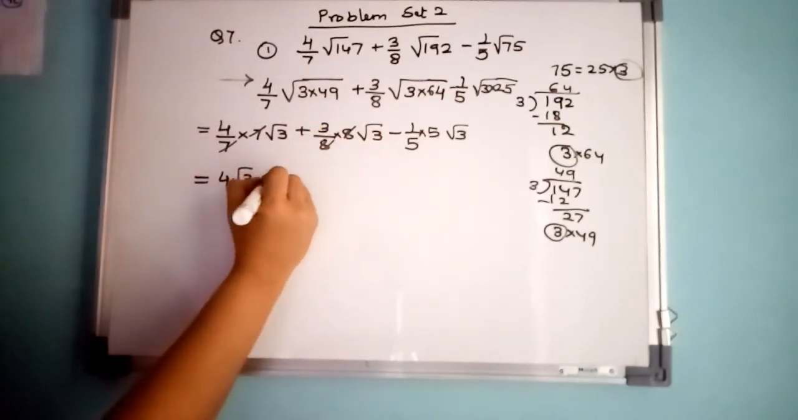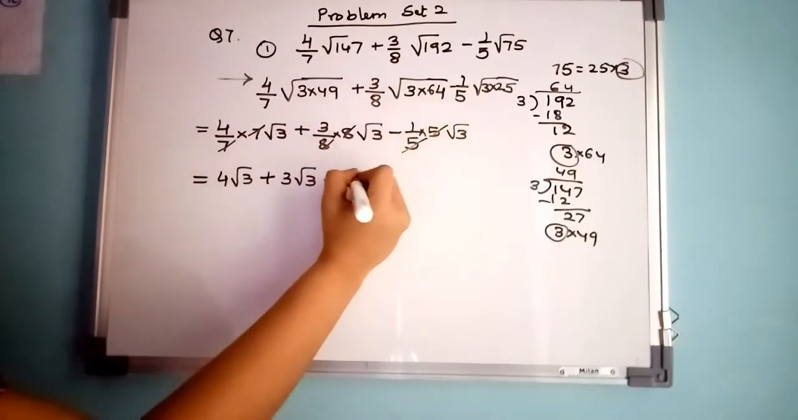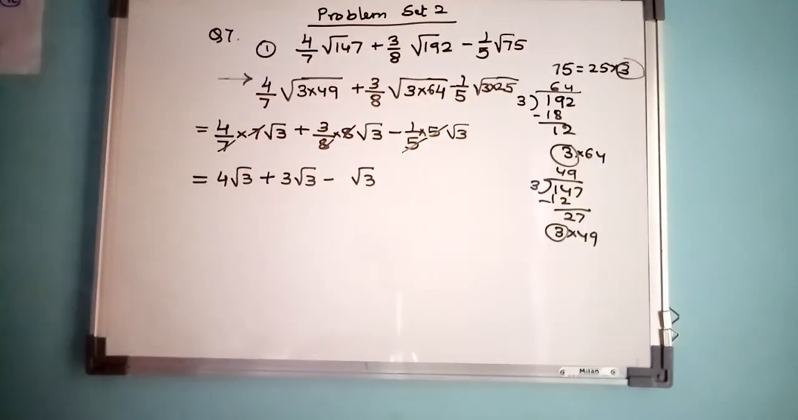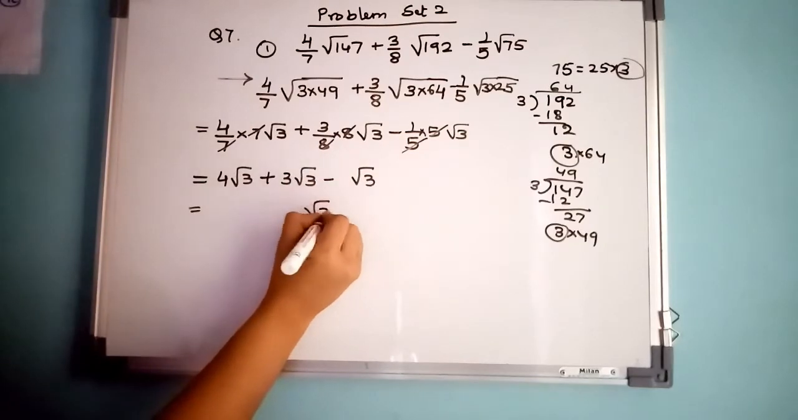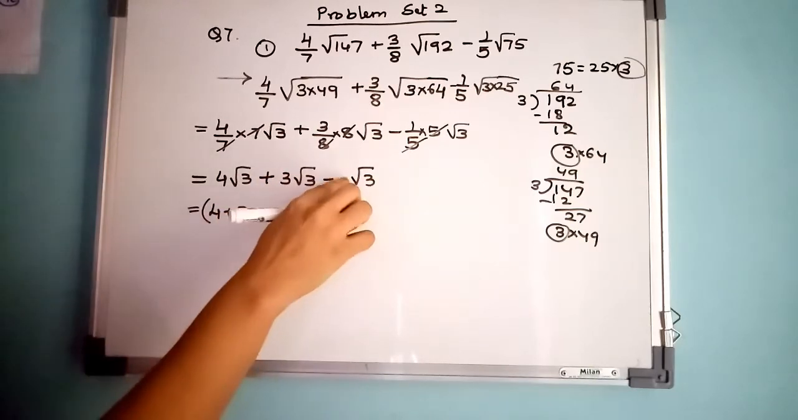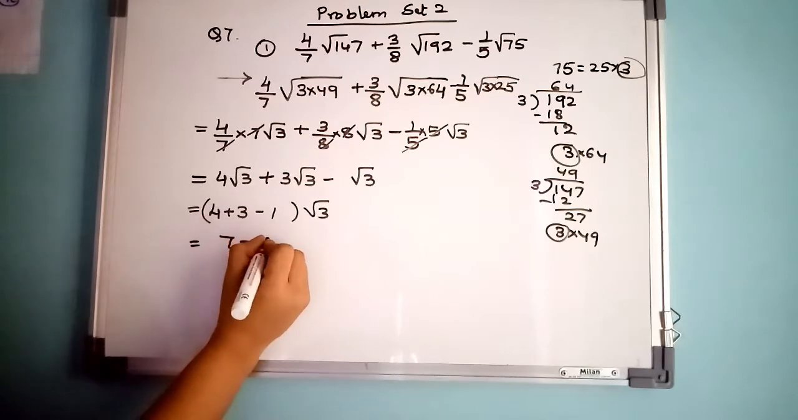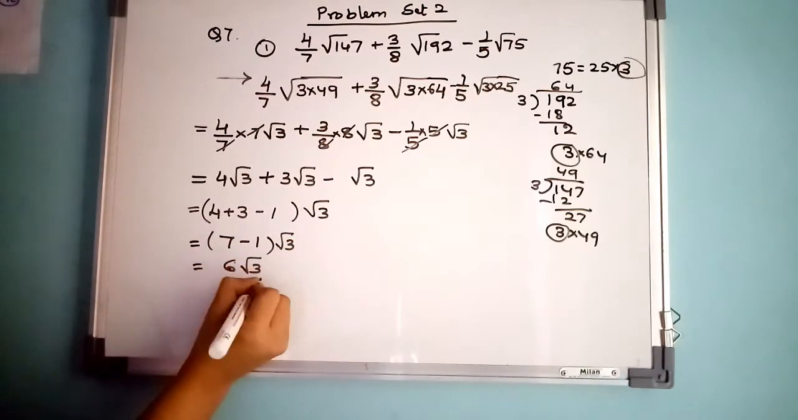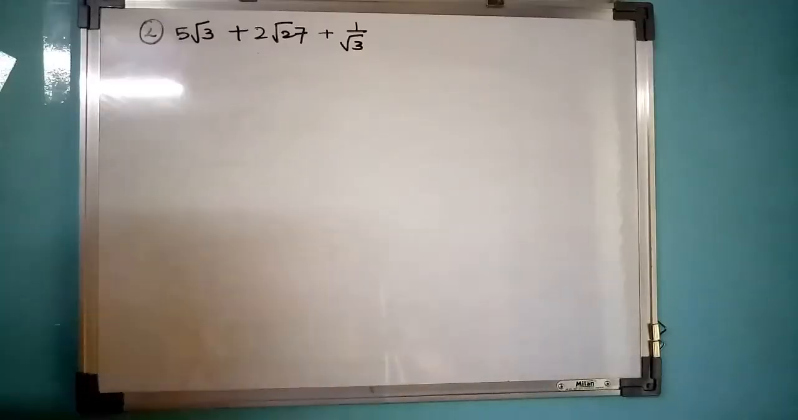Cancelling the terms which are same, we write the factors as it is. Now root 3 is common everywhere we can find. So root 3 is taken common. 4 plus 3 minus 1, that makes 7 minus 1, root 3, and the answer is 6 root 3. So in this way, finding the common factor, we can find the answer.